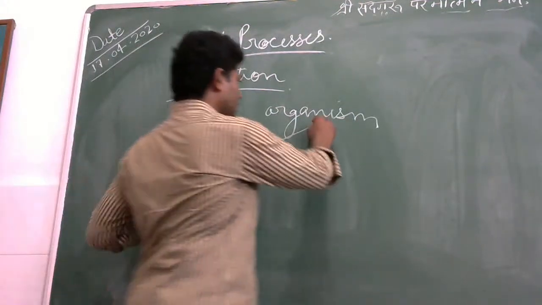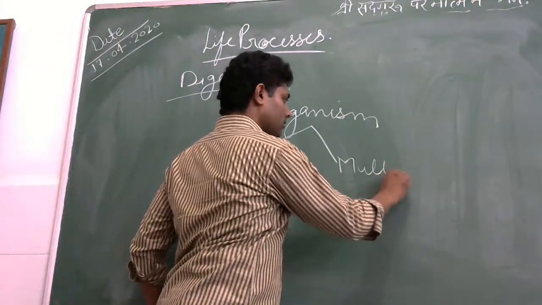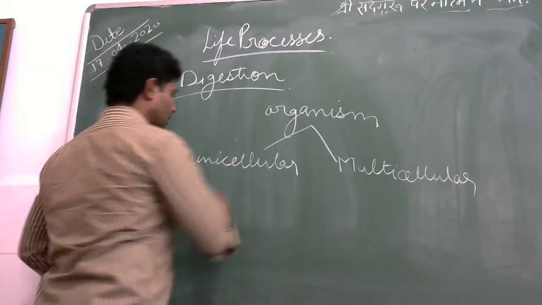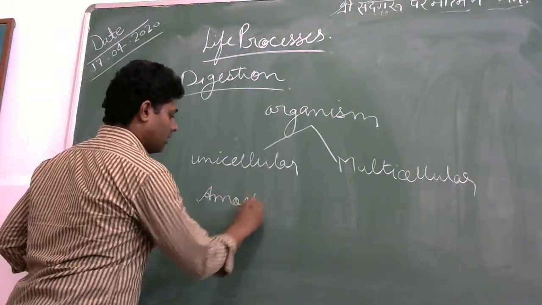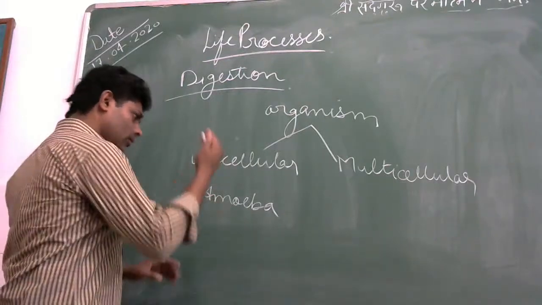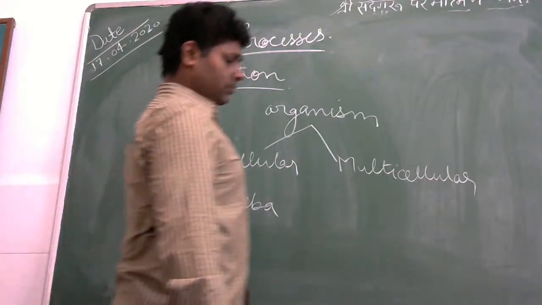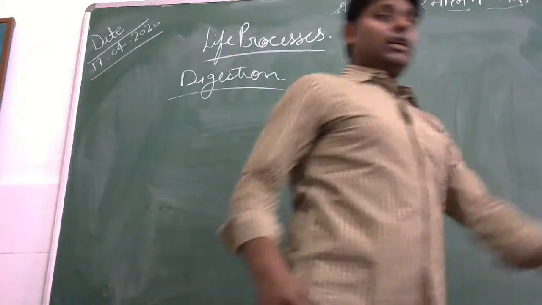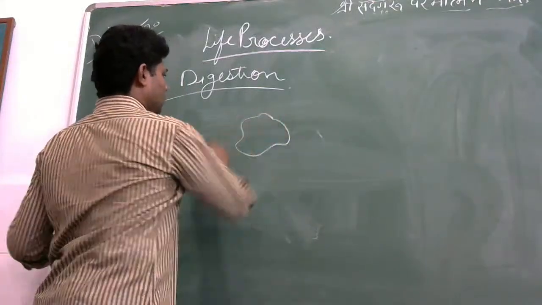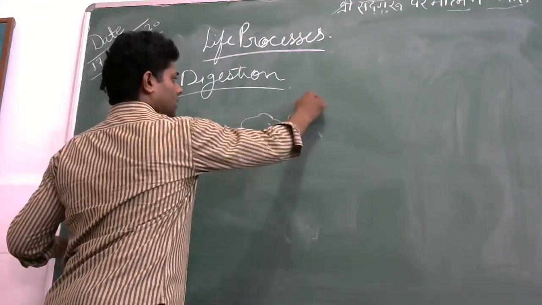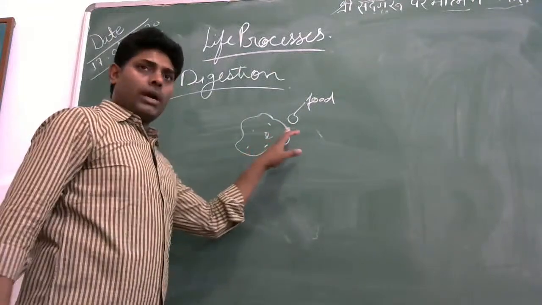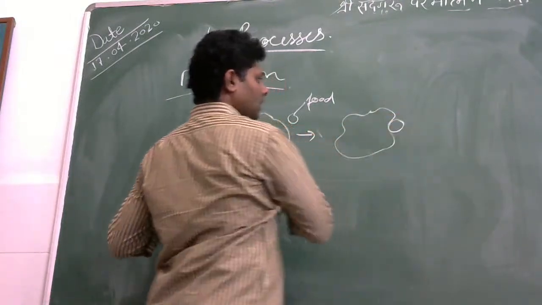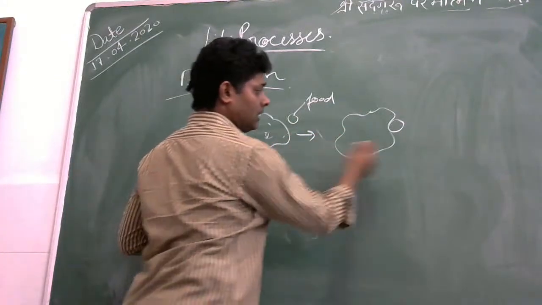Unicellular organism, and the next one is multicellular organism. Okay, unicellular organisms such as amoeba, paramecium, and so on. How will they get the food? In a unicellular organism, suppose this is the amoeba, and this is a food particle. When it comes near to the amoeba, then what happens? It comes in contact with the cell membrane.